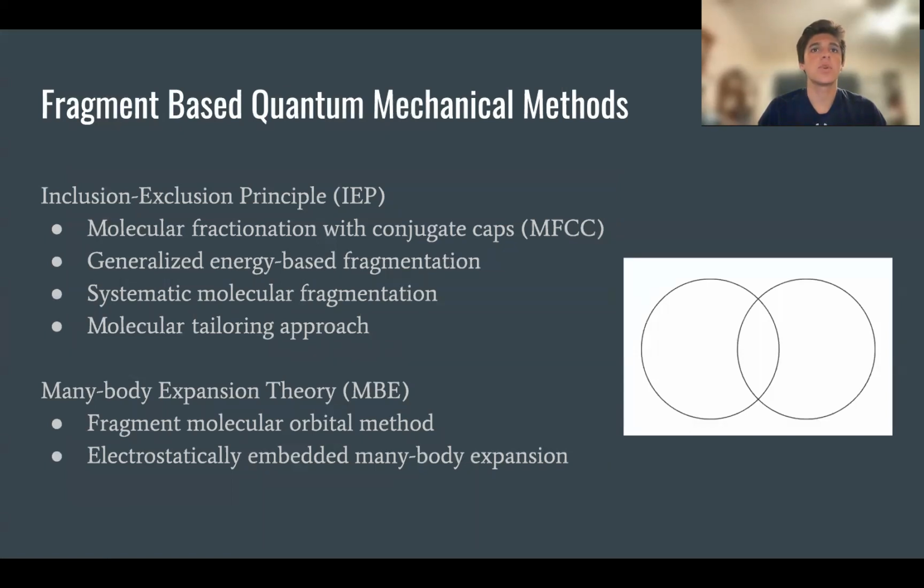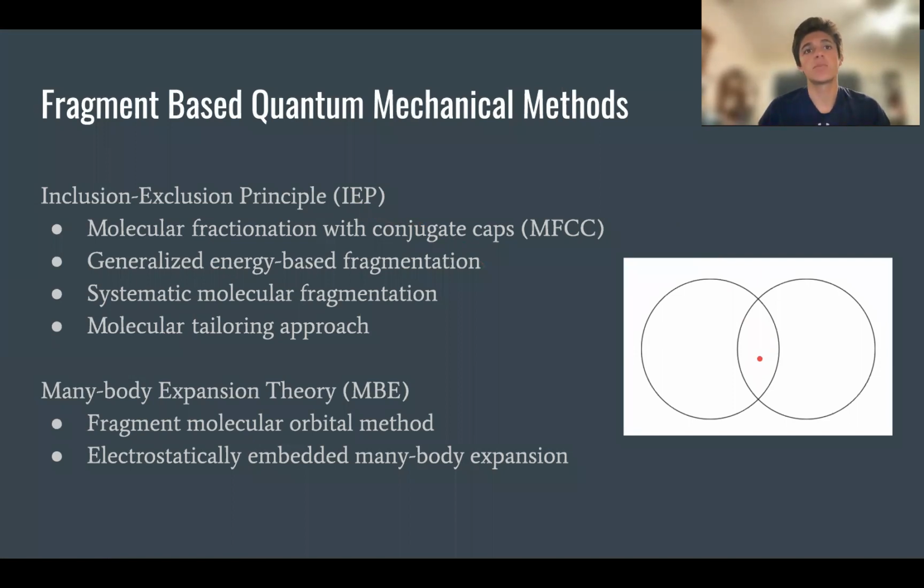Various types of fragment-based quantum mechanical methods have been developed recently. These can largely be divided into two categories. First, we have those based on the inclusion-exclusion principle, or IEP. This includes molecular fractionation with conjugate caps, or MFCC. With these methods, systems overlap, and the total energy is the sum of the fragments minus the energy of the overlapping areas, as you can see here.